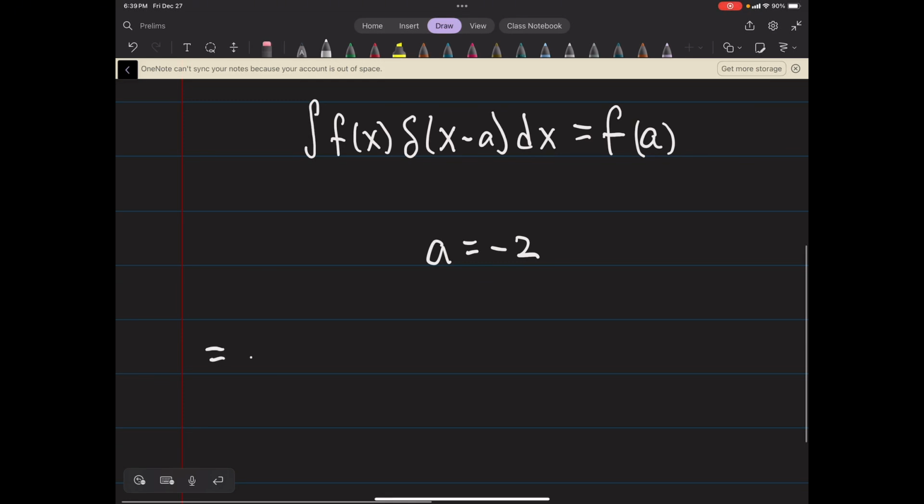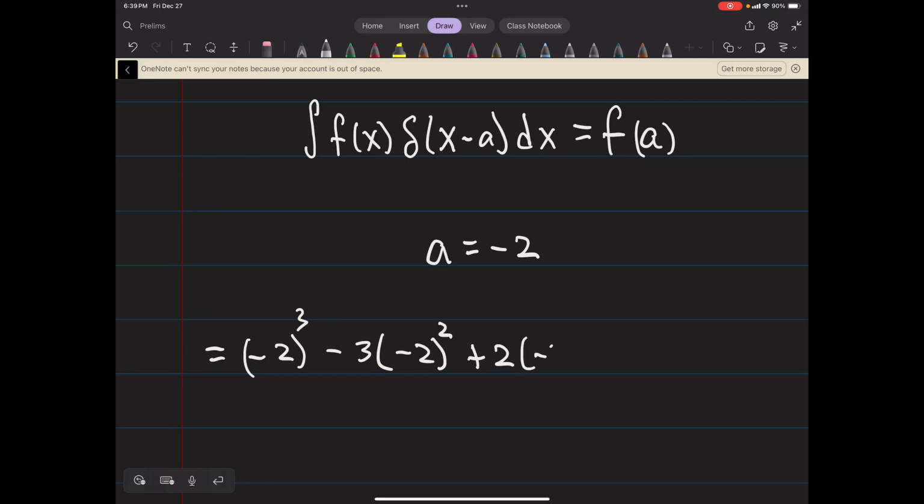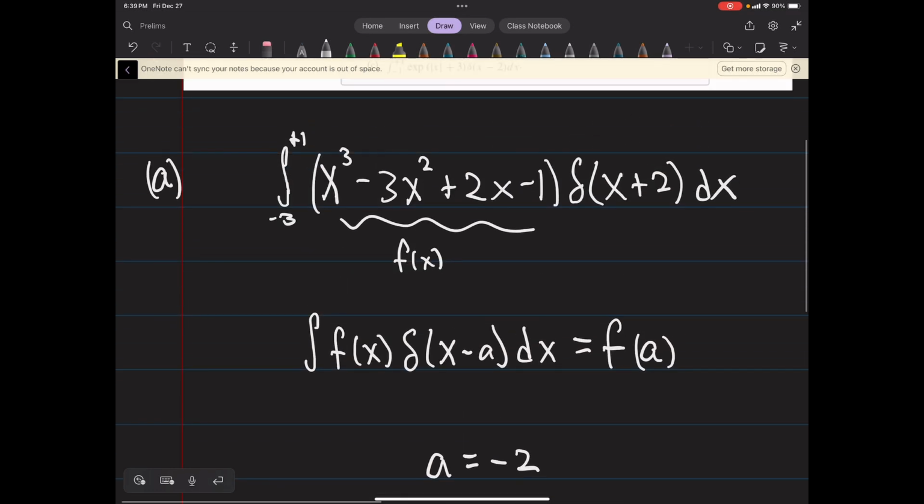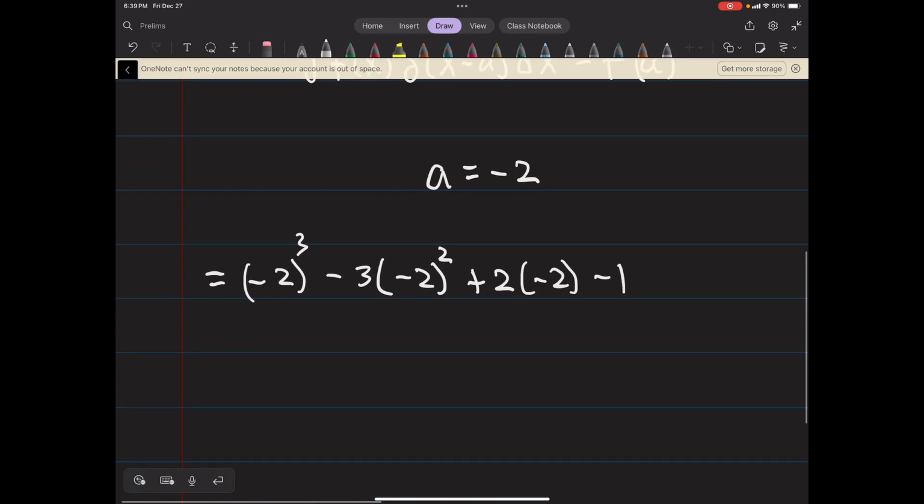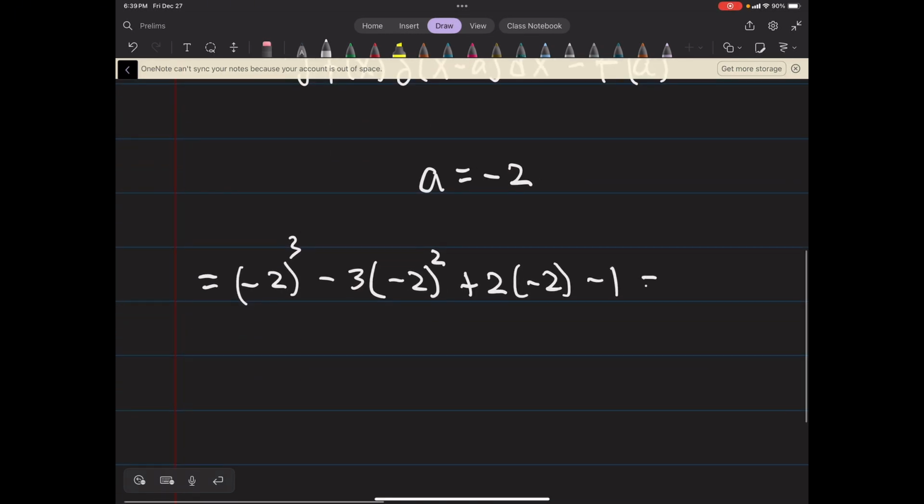So our integral is negative 2 cubed minus 3 times negative 2 squared plus 2 times negative 2 minus 1. I'm just plugging in negative 2 for those x values. And this is equal to negative 25. And that's the entire integral.